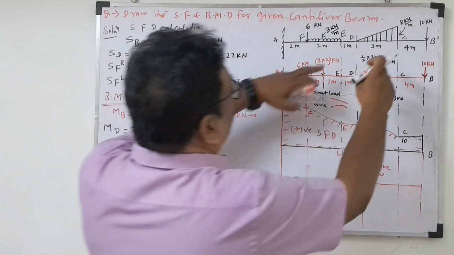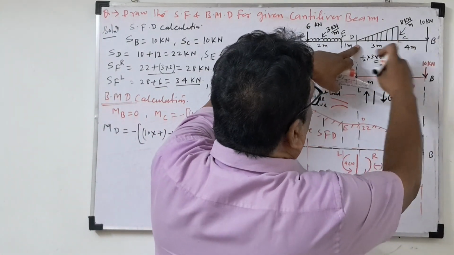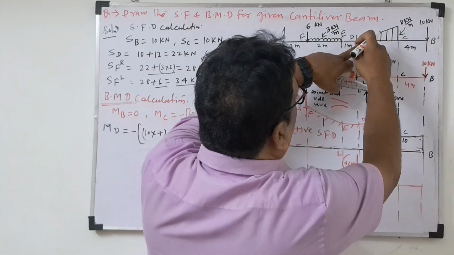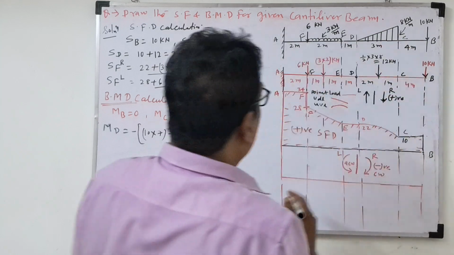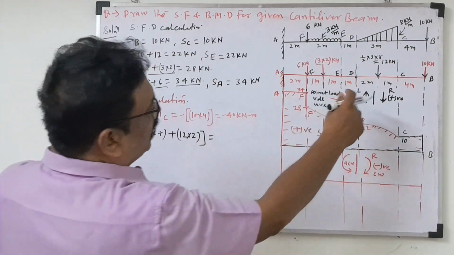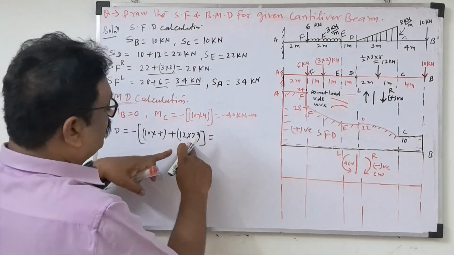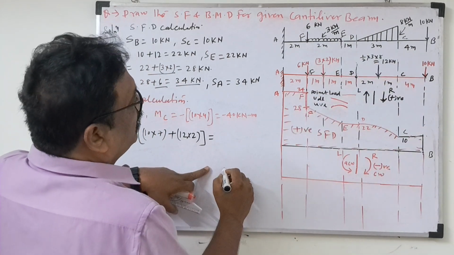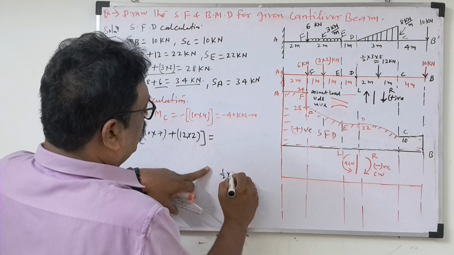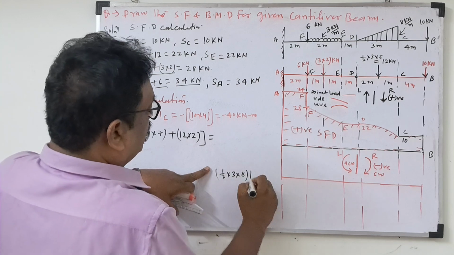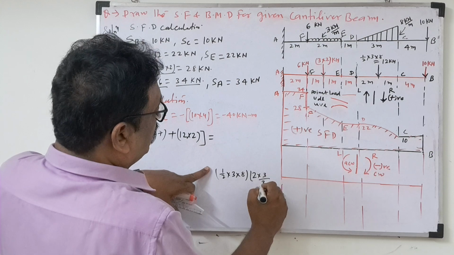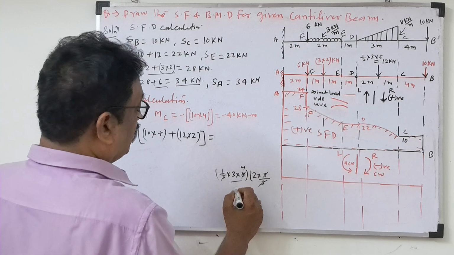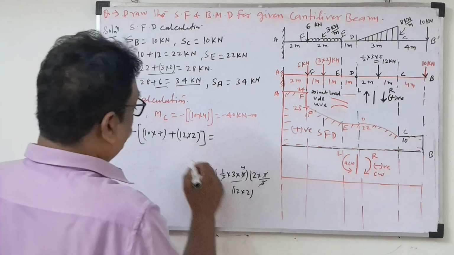If you write the moment at point D the long way, you write 10 into 7, then 1 by 2 into 3 into 4 into 2h by 3, 2 into 3 by 3. Like this you have to write. I will show you. 12 into 2 came directly here. This is called the UVL moment. If you go directly from point D, what will you write? 1 by 2 into 3 into 8, then 2 into h by 3. 3 by 3, the 3s get cancelled. This is 4. How much is coming here? 12 into 2.